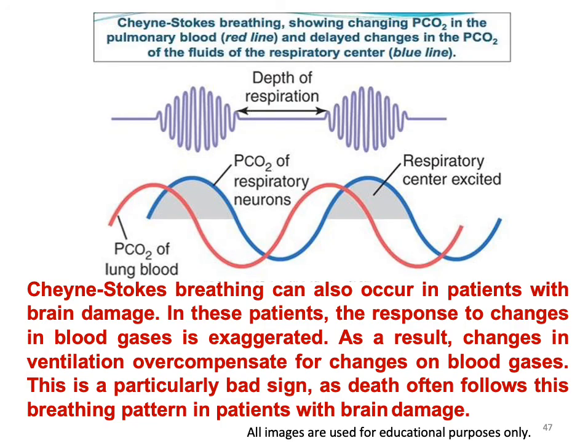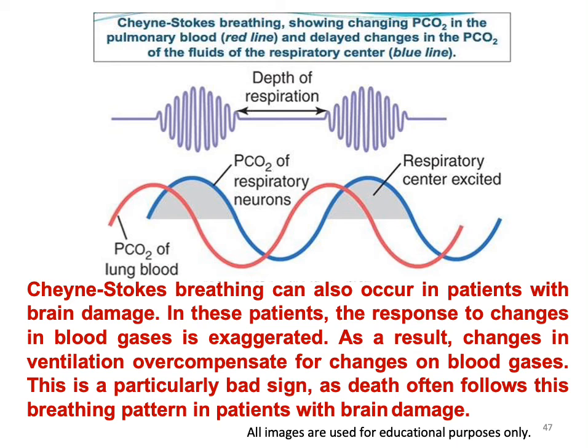So Cheyne-Stokes breathing is about changes in the partial pressure of carbon dioxide in the pulmonary blood, but the changes of the partial pressure of carbon dioxide in the fluids of the respiratory center are delayed. Therefore, this delay leads to Cheyne-Stokes breathing.